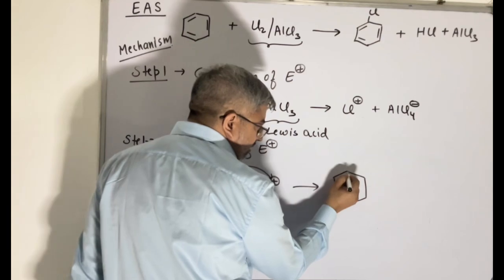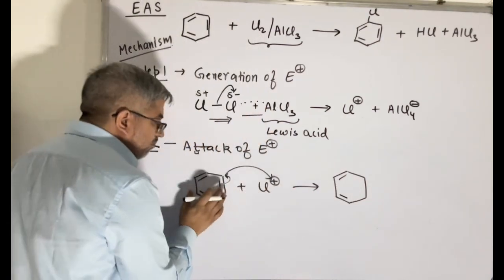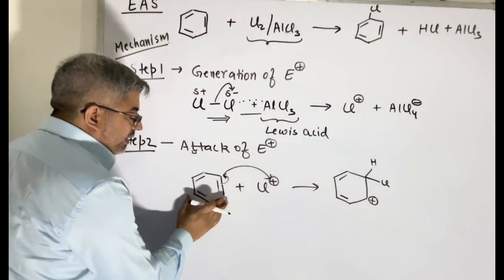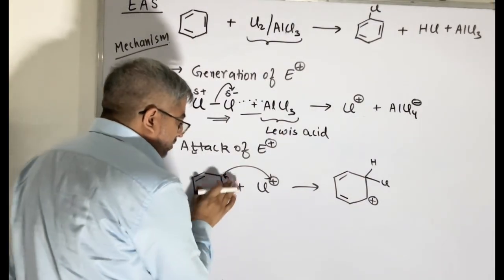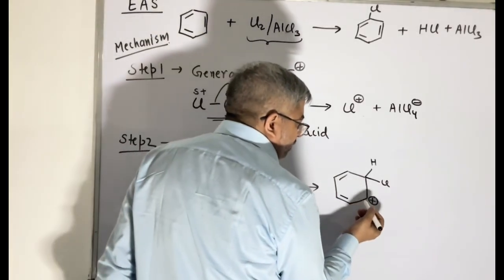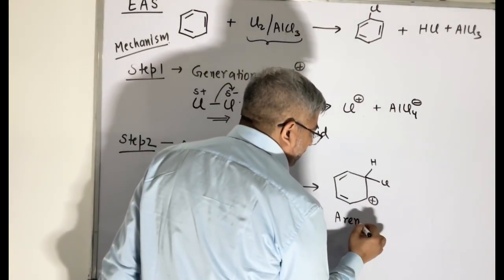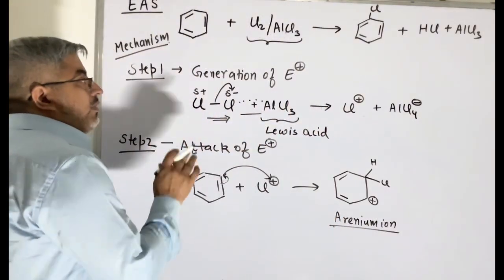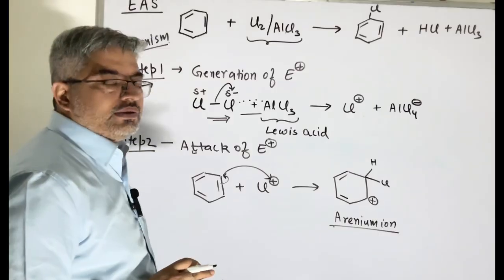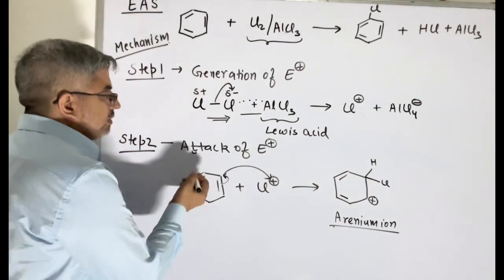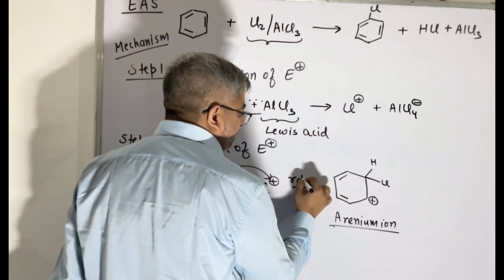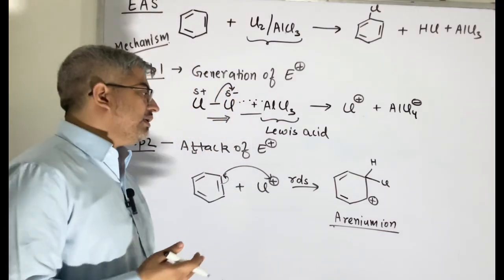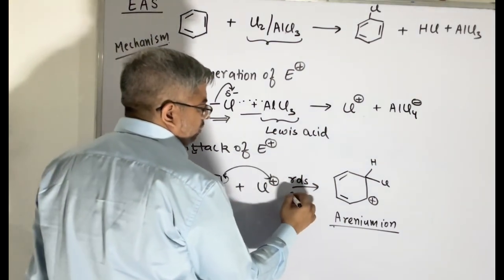So it remains intact. Now benzene is an aromatic compound. When this aromaticity of the benzene is broken, it has formed our arenium ion. And for this electrophilic aromatic substitution reaction, this is also our RDS step. What is the RDS step? Basically, it is the rate determining step. It is the slowest step.